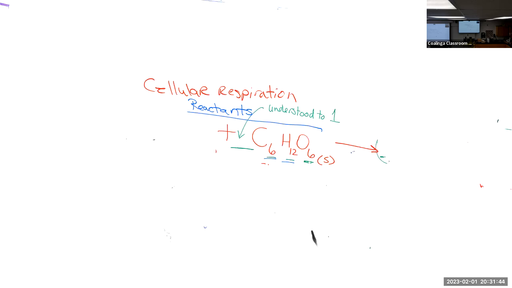Why do they have a G and the S? Good question. I forgot to tell you. When you see a G, G equals gas. S is solid. That's what L is, liquid. And then sometimes you'll see AQ. That means in water, or aqueous.